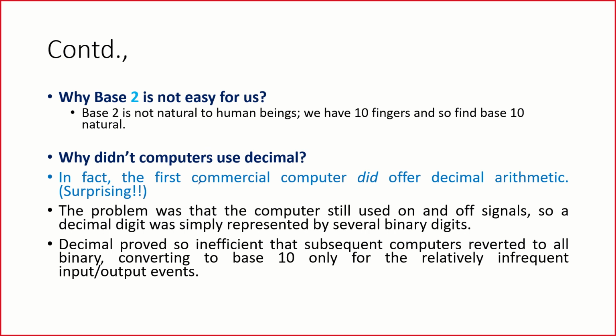Base 10 is always easy for us, and base 2 is not natural because base 2 needs calculation and conversion. That's the reason base 2 is not easy and base 10 is very easy for us, because we are naturally connected to it. But sir, did it all start with binary itself when computers were invented?